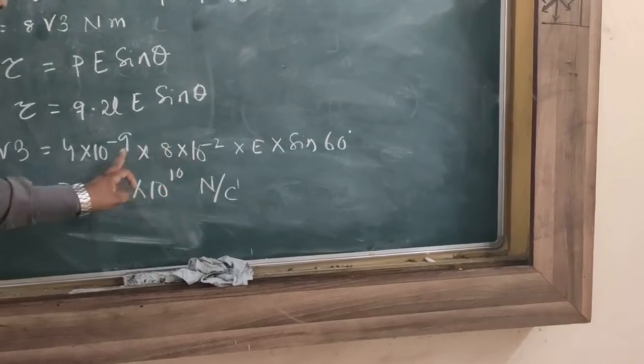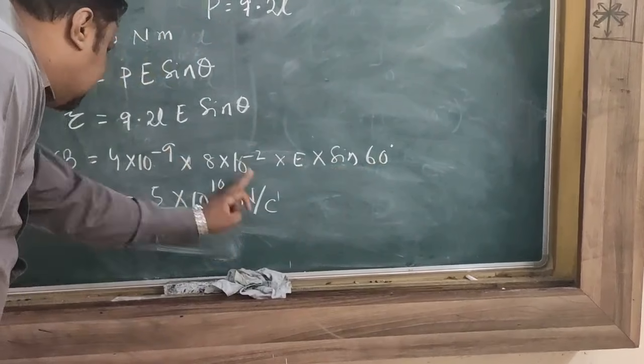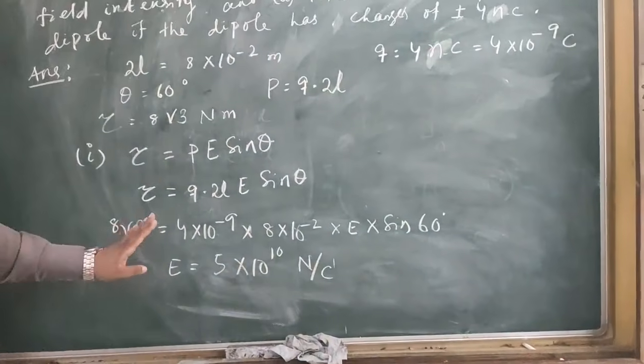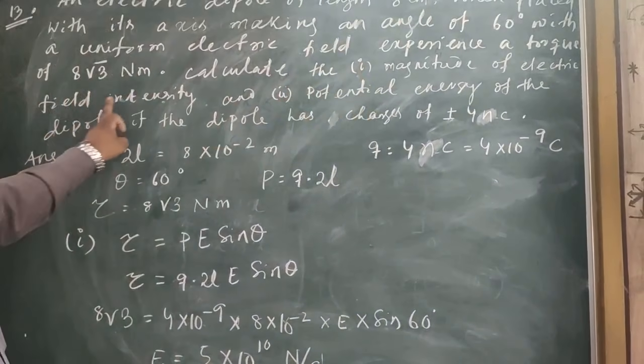Multiply these two; E we need to calculate. Sin 60 is √3 by 2. To solve this, we will get E is equal to this. Okay, so I got the first part, the magnitude of the electric field intensity.